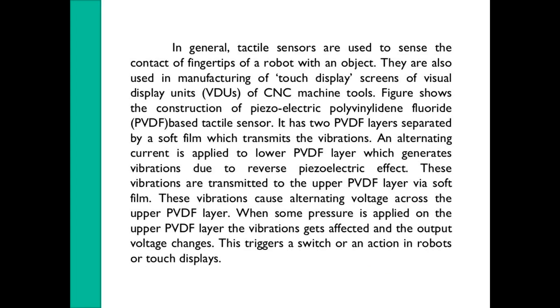This tactile sensor has two PVDF layers separated by a soft film which transmits vibrations. An alternating current is applied to the lower PVDF layer, which generates vibrations due to the reverse piezoelectric effect. These vibrations are transmitted to the upper PVDF layer via the soft film and cause an alternating voltage across the layer. When some pressure is applied on the upper PVDF layer, these vibrations are affected and the output voltage changes. This triggers a switch-on or an action in robots or touch displays. This is how the touch display works.